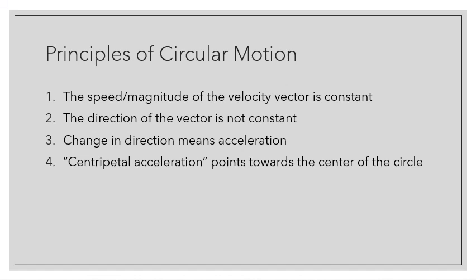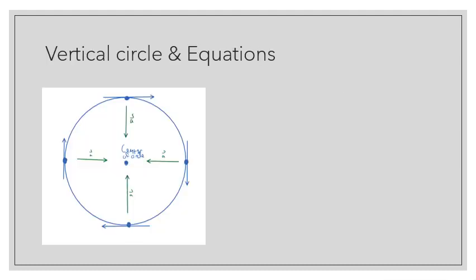The first one is that the speed, or magnitude of the velocity vector, is always constant, while the direction of the vector is not constant. That change in direction means acceleration, and then there's centripetal acceleration, which points towards the center of the circle. There are two types of circles in circular motion: a vertical circle and a horizontal circle. I'll explain what a horizontal circle is later.